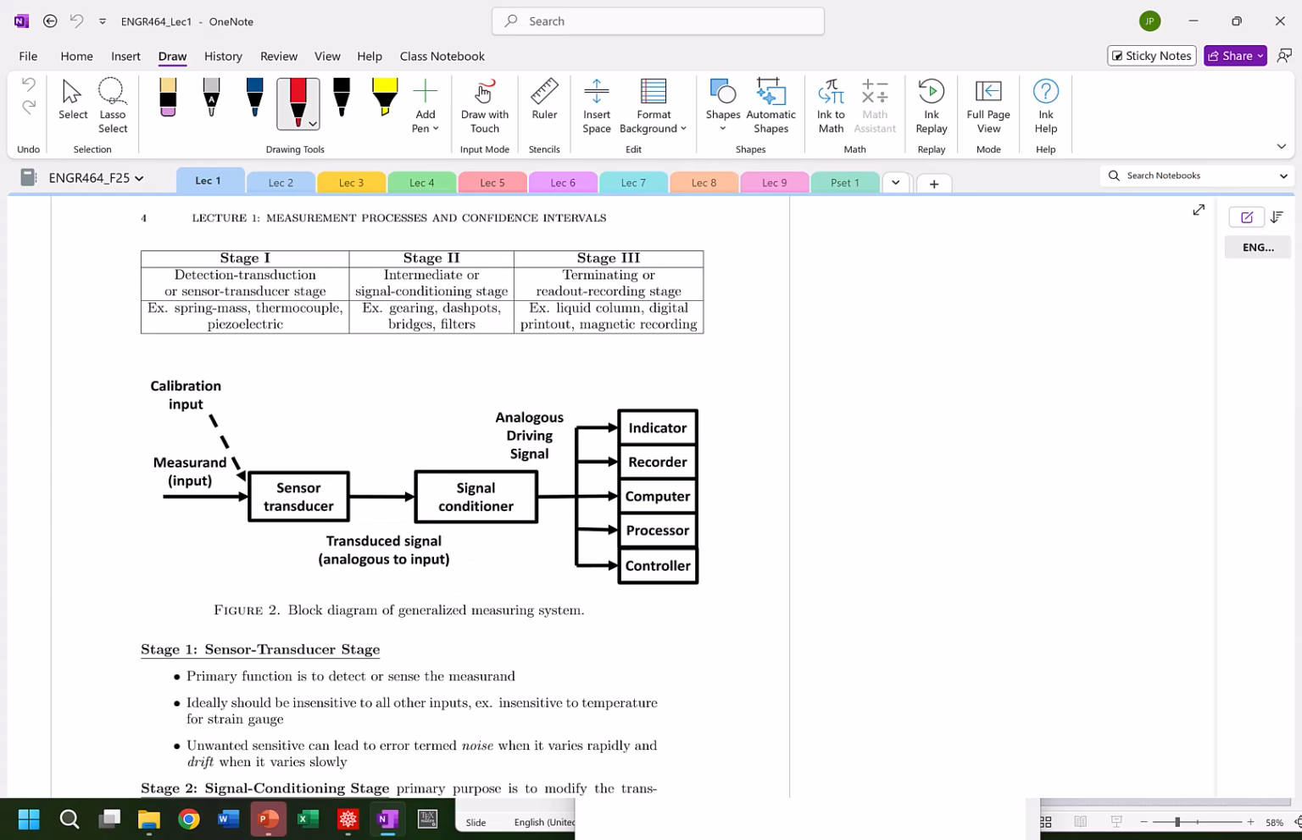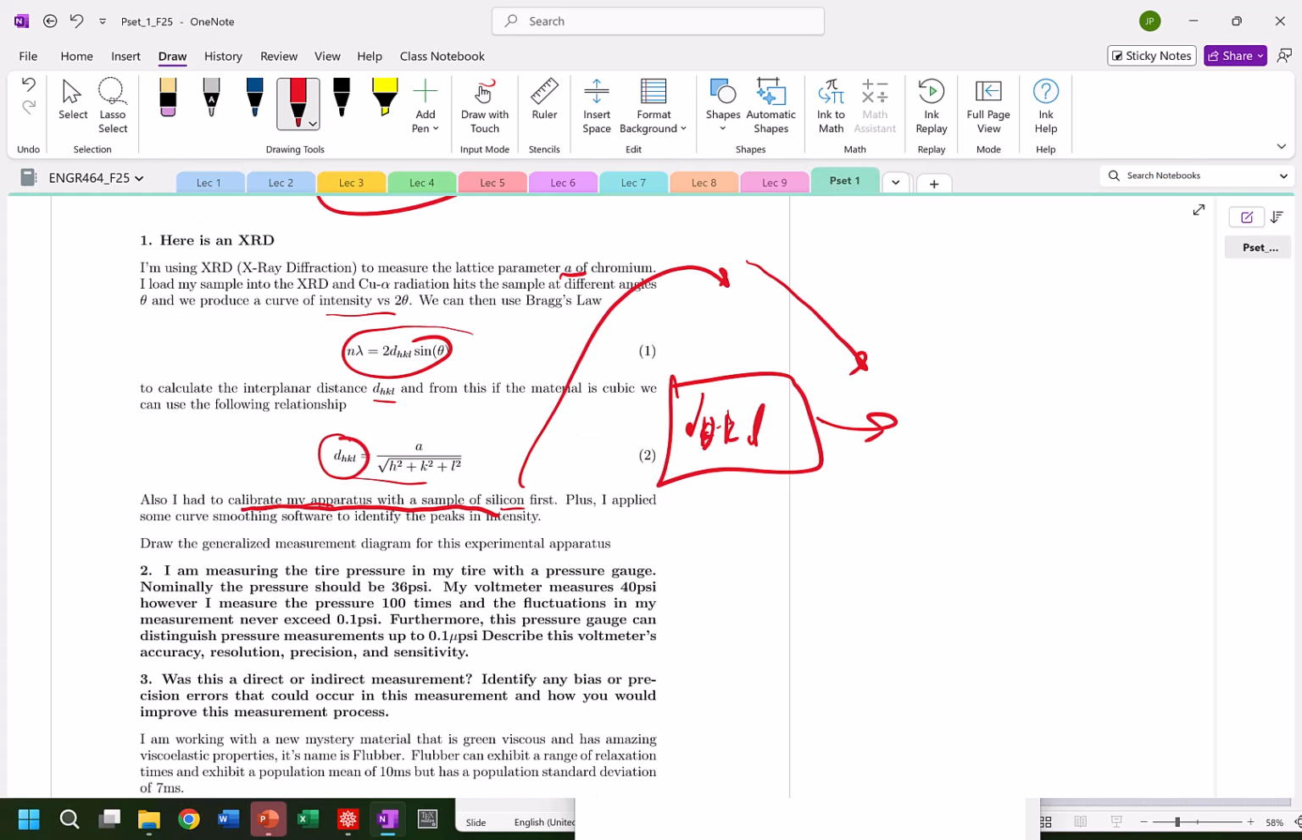If we look back at our notes, we have our sensor transduction stage. So we need to detect and sense the measurand. When we do an XRD, you shine the X-ray, so there's an X-ray generator. You have a sample, it bounces off, and we have our detector here. So our sensor and our transducer would probably be the detector. It detects the signals and gets that intensity versus 2 theta.